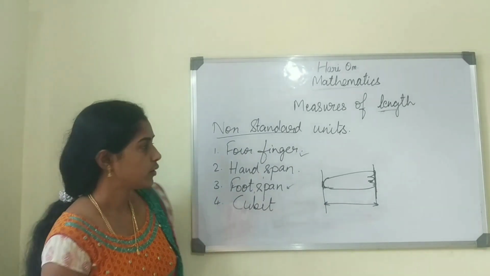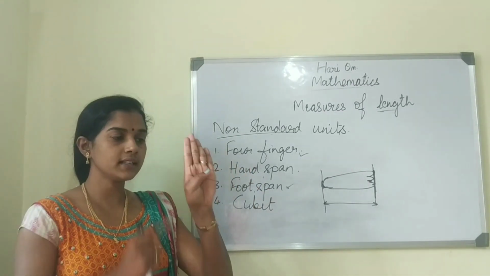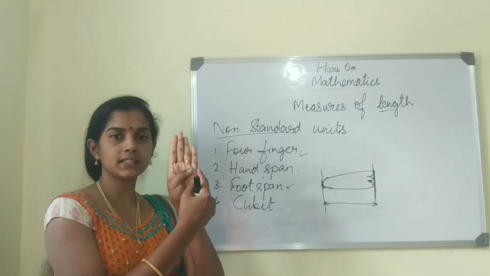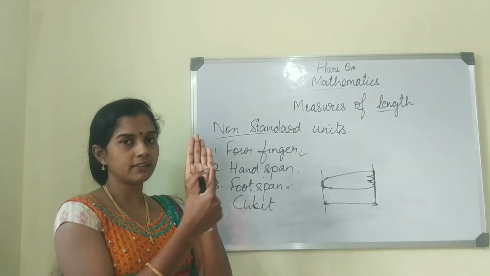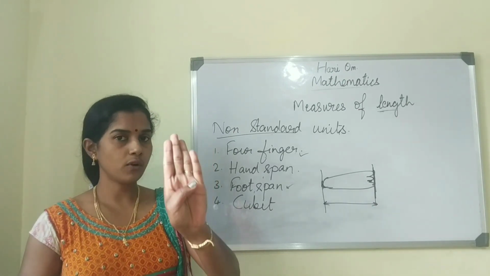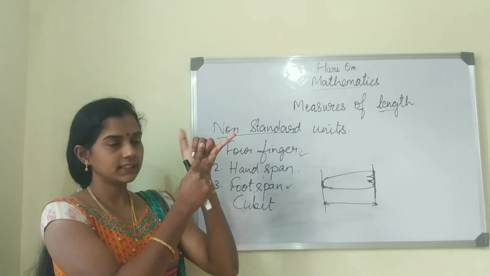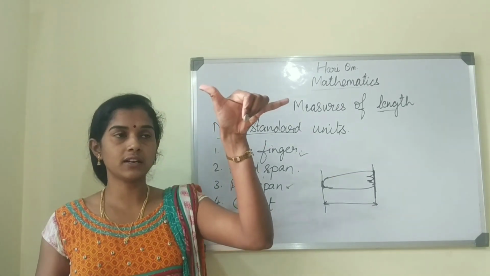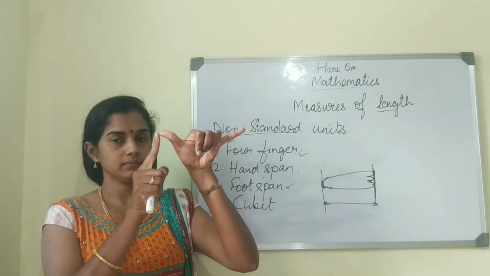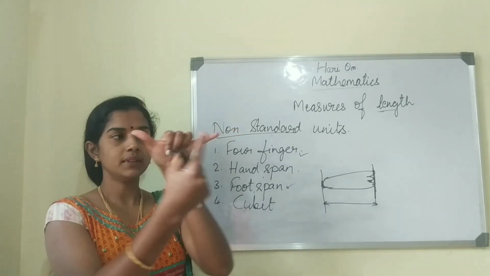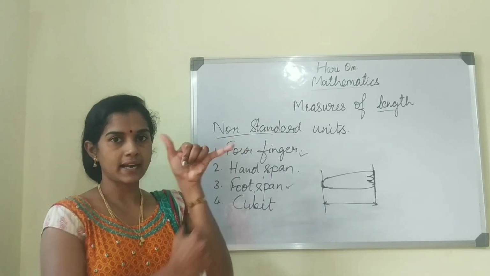So what is forefinger? Forefinger is the length from the index finger till the little finger, between these two fingers. This is called as forefinger. And what is hand span? Fold the 3 fingers and we have to stretch our hands from the tip of the thumb till the tip of the little finger. It is called as hand span.